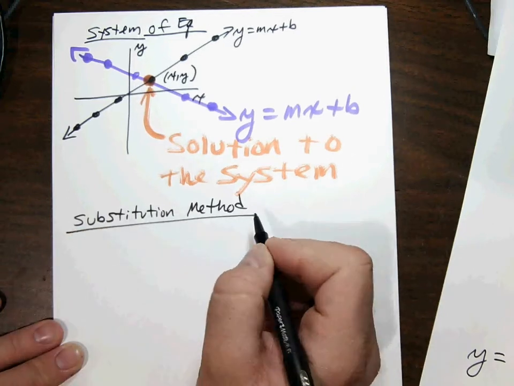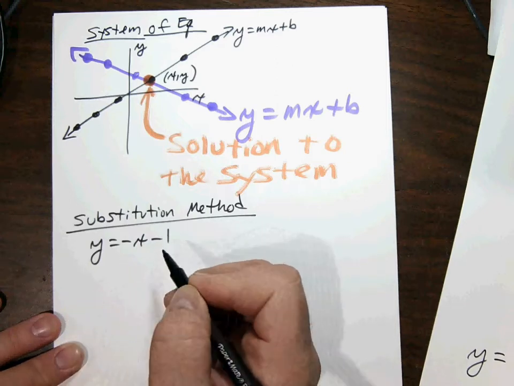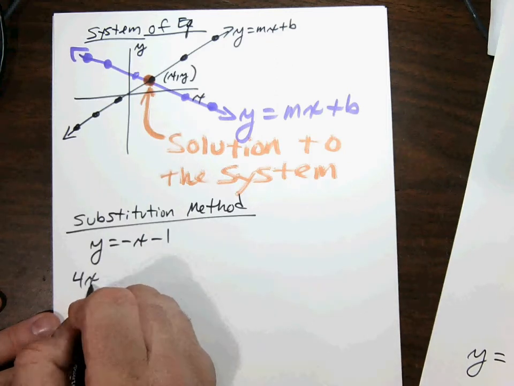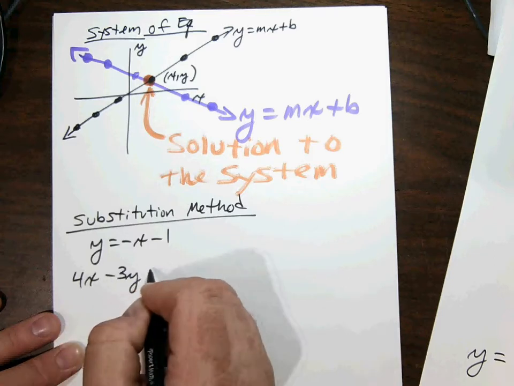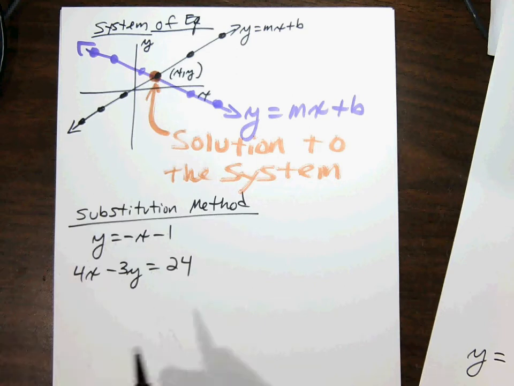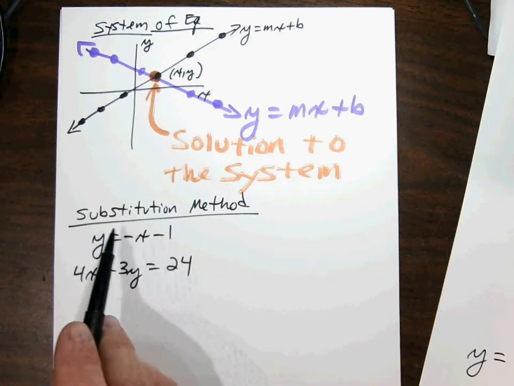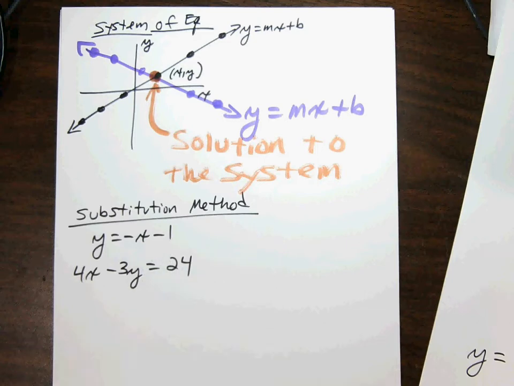Okay, so I'm going to have two equations, and here's an example. Y equals negative x minus 1 is the first equation. 4x minus 3y equals 24 is the second equation. Now, one of them is solved for y, the other one isn't solved for y, but that's okay. They're both equations that involve x and y, and that's fine, okay? What the substitution method does is it requires us to solve one of these equations for either x or y. Now, in this first example, the first equation is already solved for y for us, okay? So it kind of did the legwork for us.